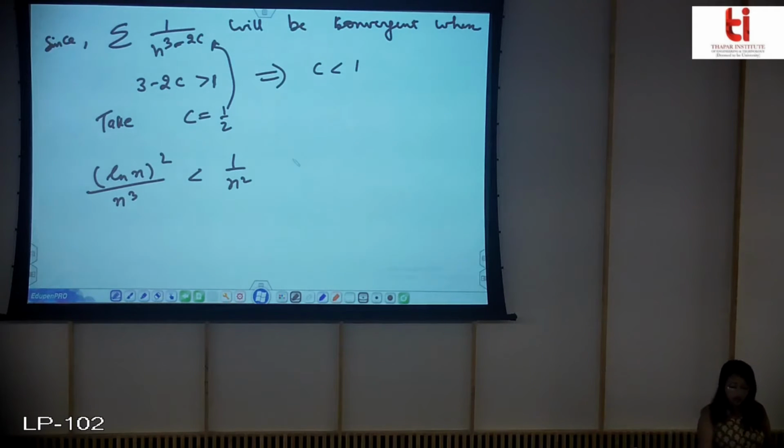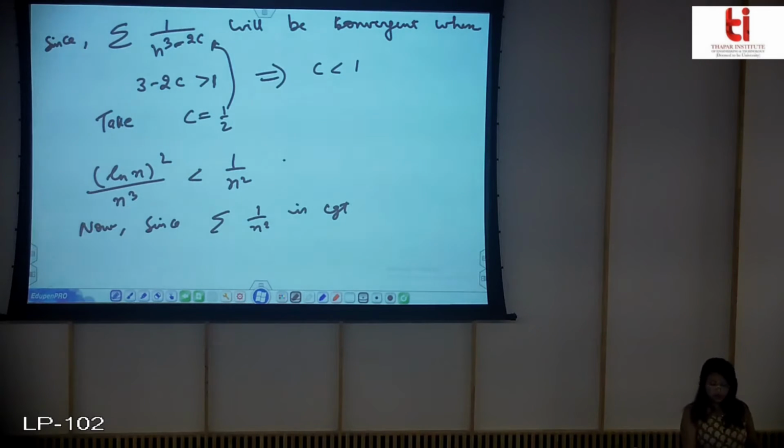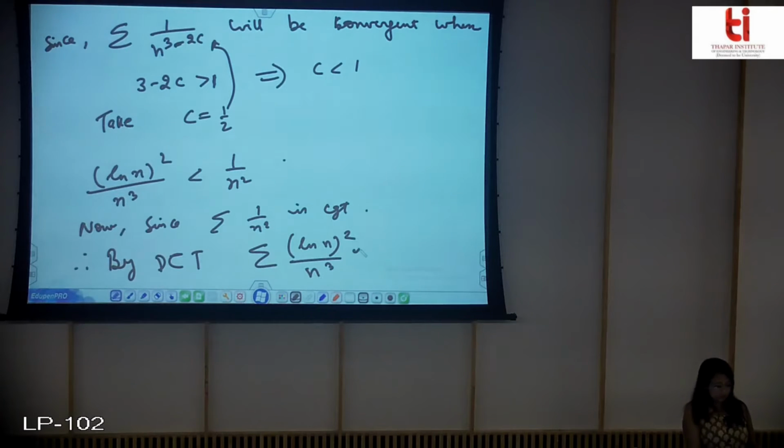Now, since the summation of 1 by n square is convergent, therefore by the direct comparison test, the summation of this is also convergent.